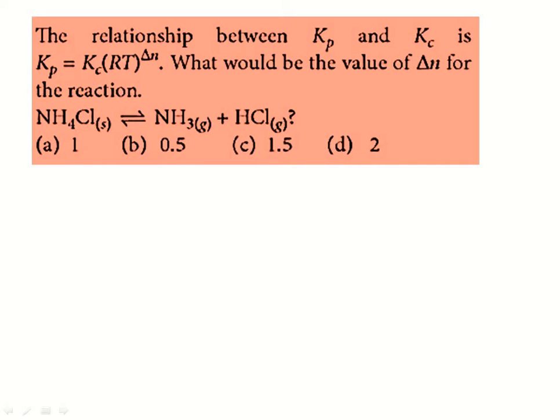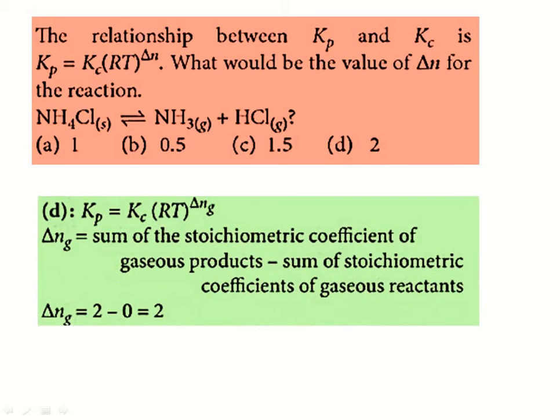Next, the relationship between Kp and Kc is given. Kp is equal to Kc into (RT) to the power delta n. What would be the value of delta n for the reaction? Gases, so total number of moles of gaseous products minus gaseous reactants. So we have products 2 moles. So 2 minus 0 is 2.